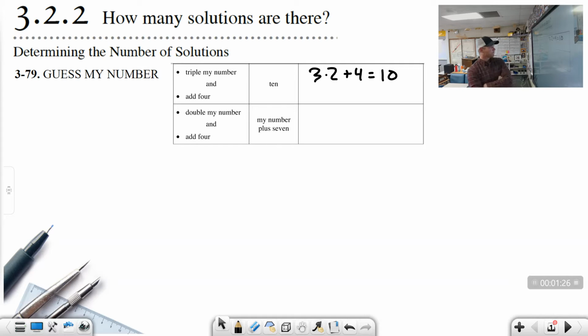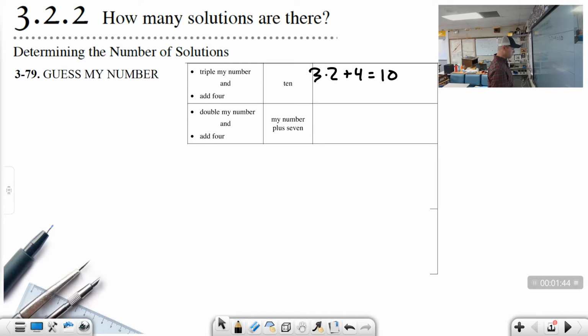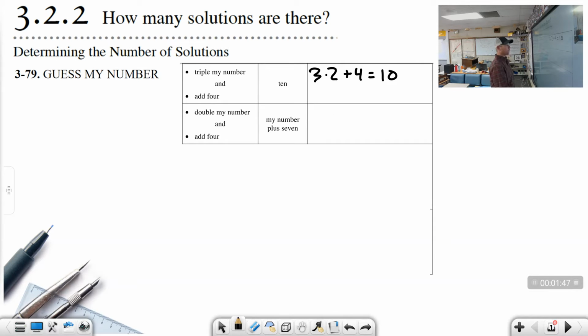Double my number, then add 4. And then what you should get is my number plus 7. So if you guessed 1, then doubled it and added 4, on one side you would get 6, but on the other side you would get 8. So 1 doesn't work. So guess my number. Can you figure out what it is?